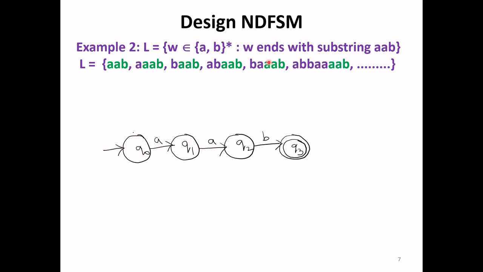So, next, what is the condition? It must end with. It means before AAB I can have anything. How do you represent it? So before AAB I have a self loop having any number of A's and B's. But after any number of A's and B's, it must end with AAB. That's it. This is how we design the non-deterministic finite state machine for the string ending with the substring AAB.